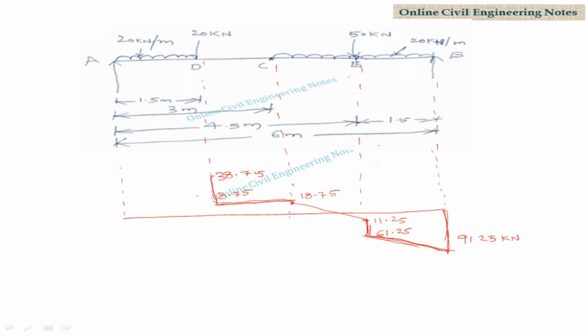Next, shear force at A is 68.75. It may be here, 68.75. Join these two lines. So this is positive, this is negative. This is the shear force diagram. We can write it as SFD.